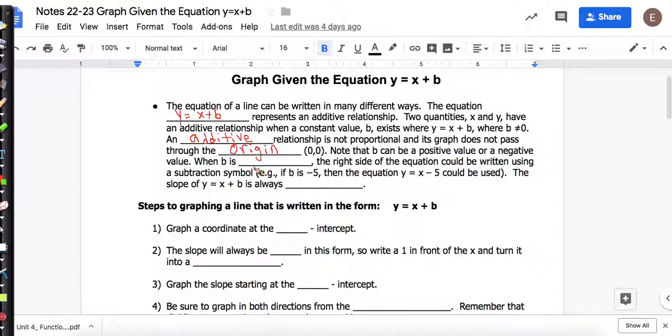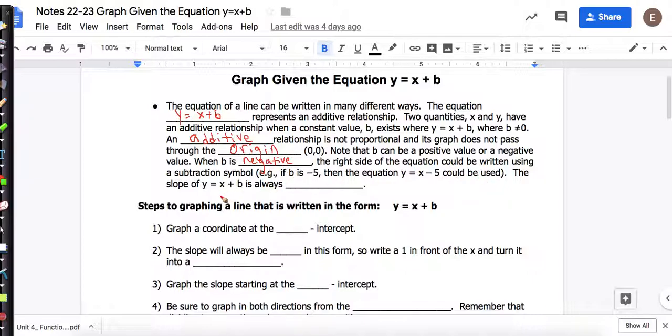When b is negative, the right side of the equation could be written using a subtraction symbol. Example, if b is negative 5, then the equation y equals x minus 5 could be used.